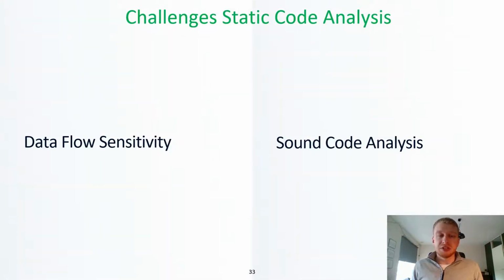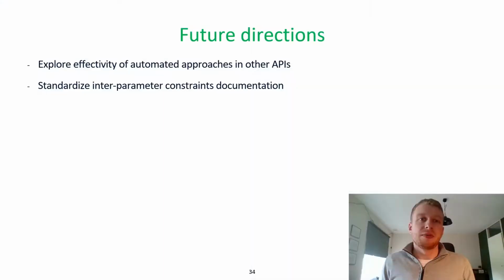For static code analysis, it was mostly a matter of the approach being data flow insensitive and being able to design code analysis in such a way that it's still sound. For future directions, I suggest we should explore the effectivity of such automated approaches in different APIs still, and look into standardizing interparameter constraints for documentation.